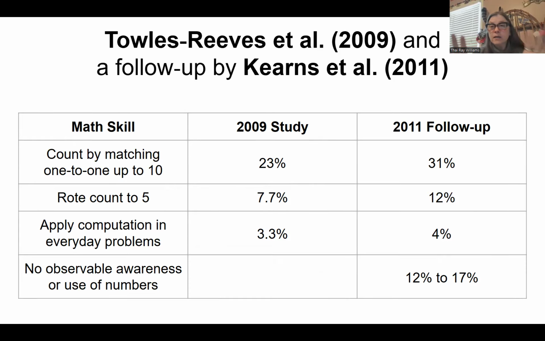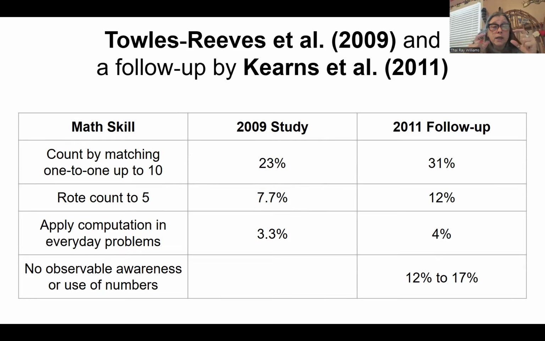Not only that, and I looked to see if there were any more recent data on this, although the percentages have not changed a lot. I mean, we just saw math, right? We just saw what math looks like. But I did want to share this with you because this is shocking. And again, the data would not look much different these days. But in 2009, Tol and Reeves et al., and then in 2011, Kearns et al. looked at math skills specifically.